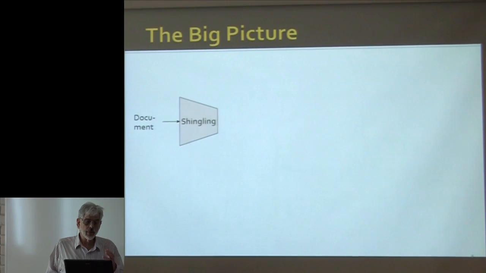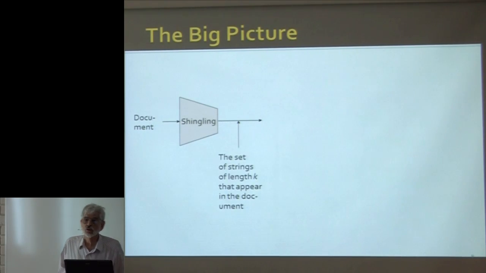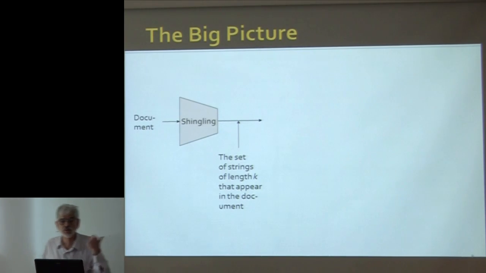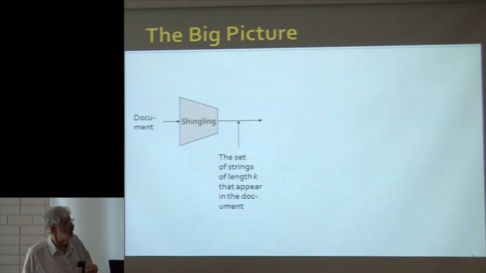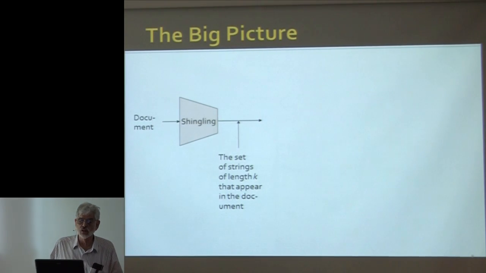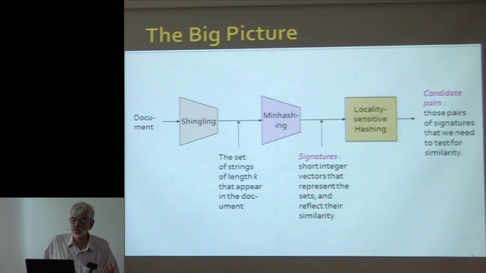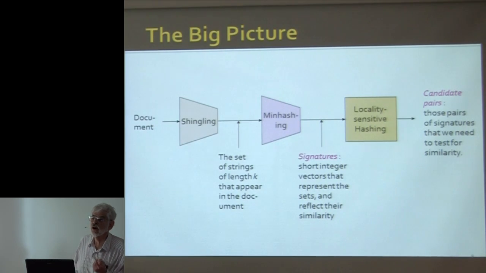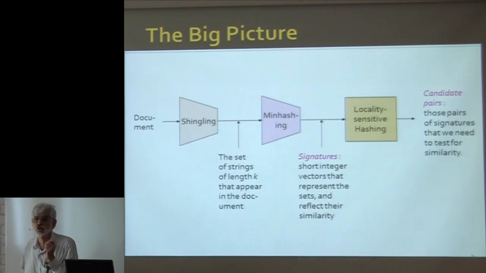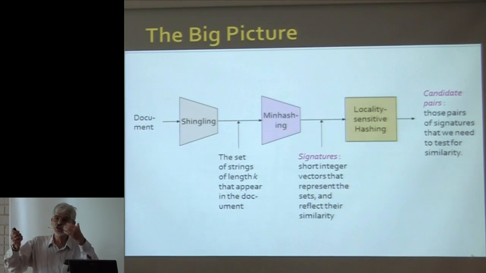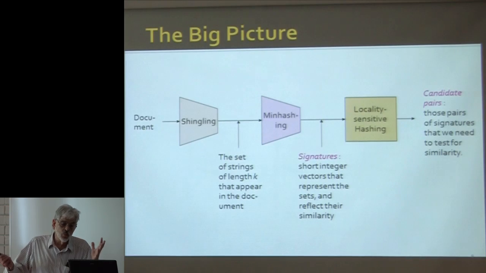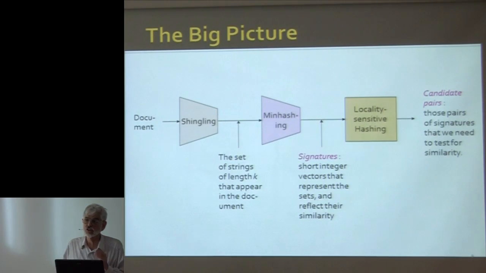Okay, so again, just to summarize, documents come in, we will shingle them, the result will be a set, and in particular, think of it as the set of strings of some particular length k that appear at least once in the document. Then we'll do min-hashing, which turns the sets into these signatures, these integer vectors. And then we'll do locality-sensitive hashing itself, which will identify candidate pairs of signatures. We still need to check that the signatures are similar. Most of them, we hope, will be similar, but we still have to check them.